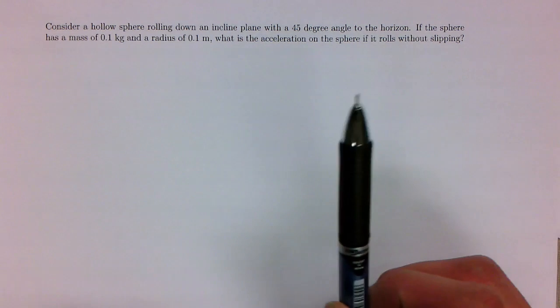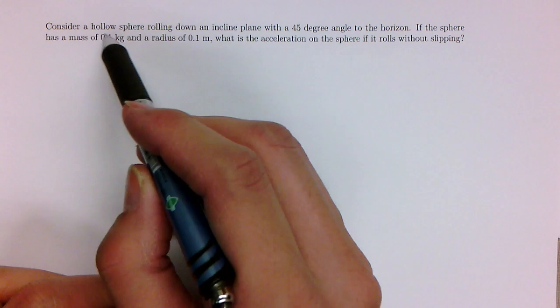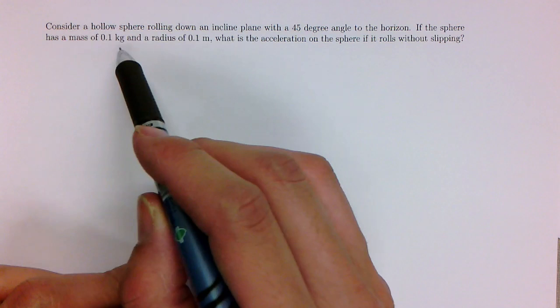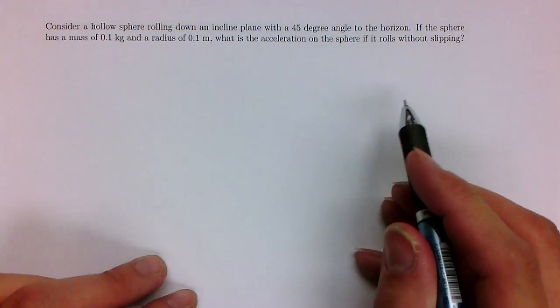Next problem is again the applications of Newton's laws for rotating objects. Consider a hollow sphere rolling down an inclined plane with a 45-degree angle to the horizon. If the sphere has a mass of 0.1 kilograms and a radius of 0.1 meters, what's the acceleration of the sphere as it rolls down without slipping?